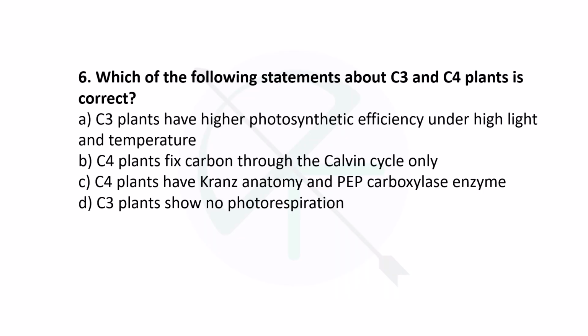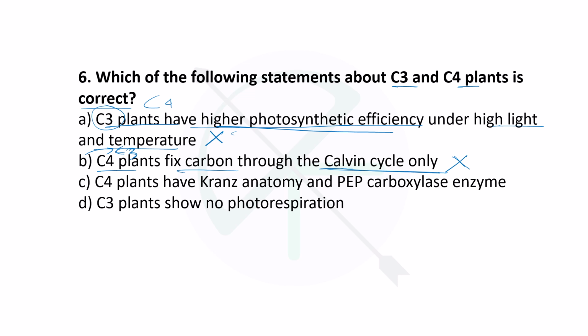Now next question is, which of the following statements about C3 and C4 plant is correct? First statement is C3 plants have higher photosynthetic efficiency under high light and temperature. So this statement is wrong because C4 plants have higher photosynthetic efficiency than C3. Then C4 plants fix carbon through Calvin cycle only. This also is wrong. It fixes through Kranz anatomy as well. C3 plants fix carbon through Calvin cycle only. So this would have been C3. It would have been true for C3 plants.